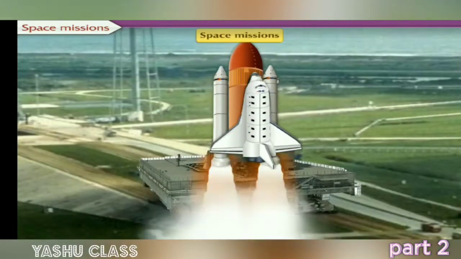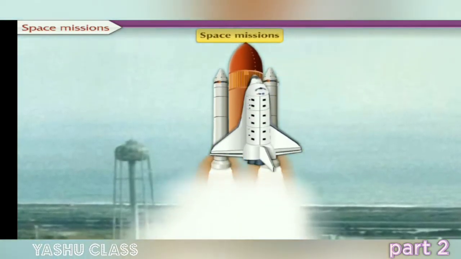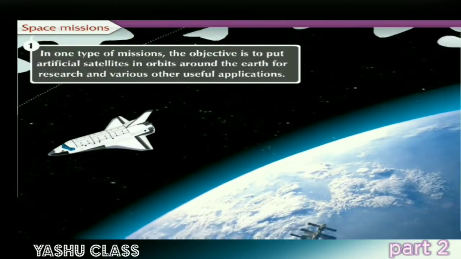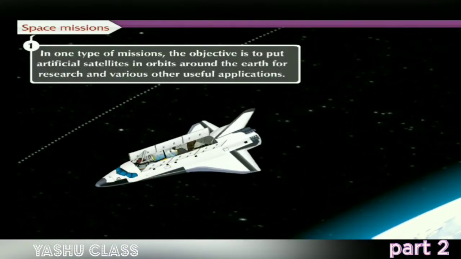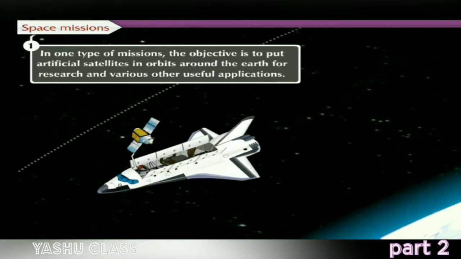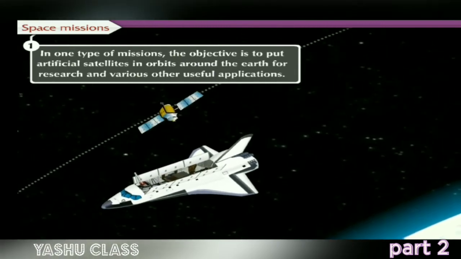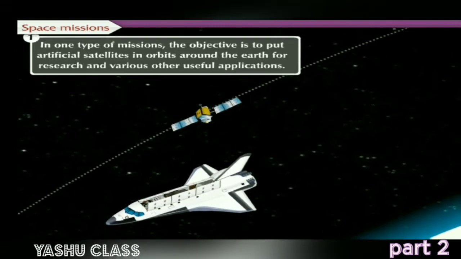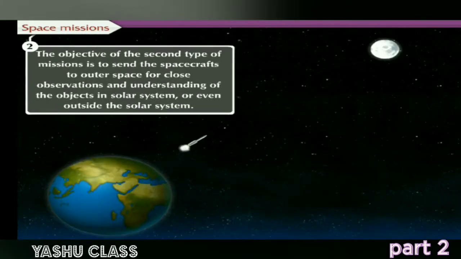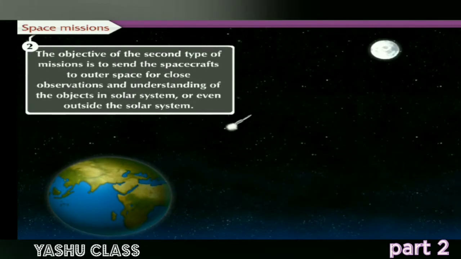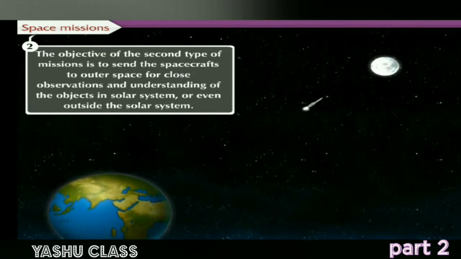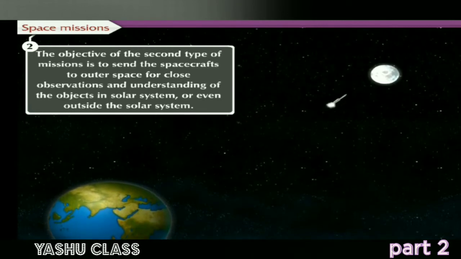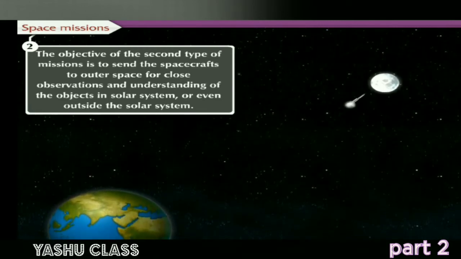The space missions can be classified into 2 categories. In one type of mission, the objective is to put artificial satellites in orbits around the Earth for research and various other useful applications. The objective of the second type of mission is to send the spacecraft to outer space for close observations and understanding of the objects in solar system or even outside the solar system.